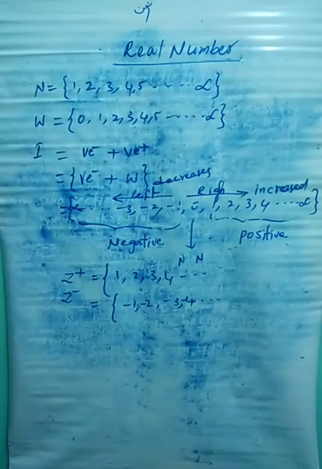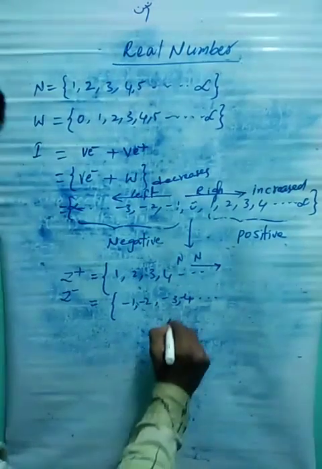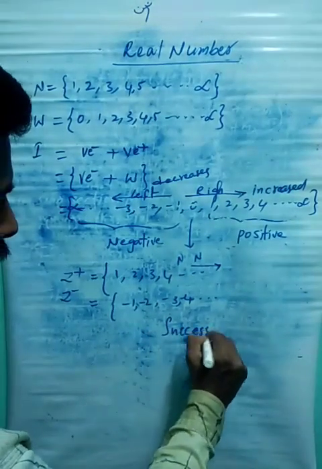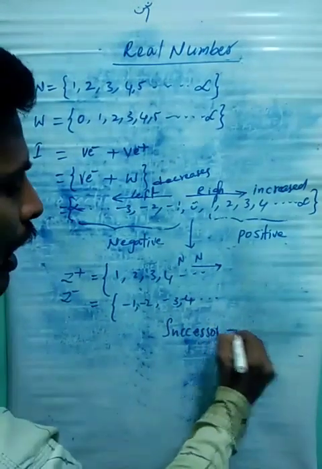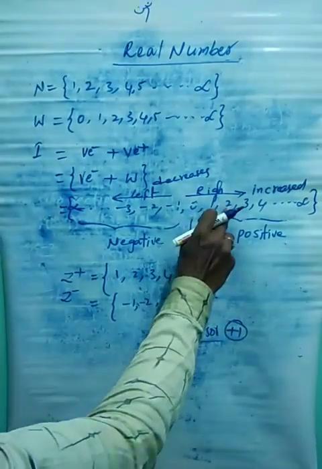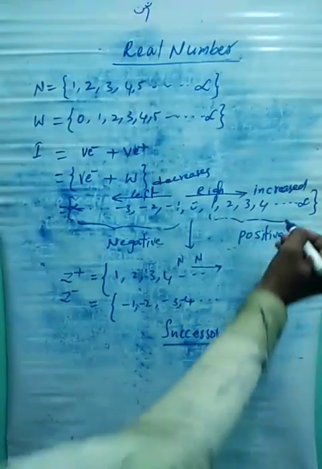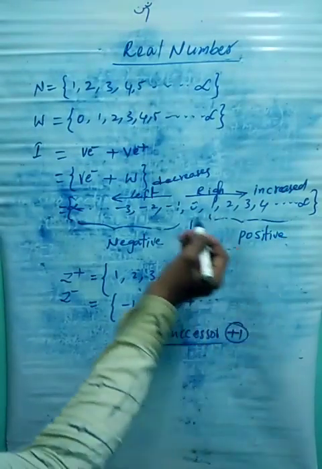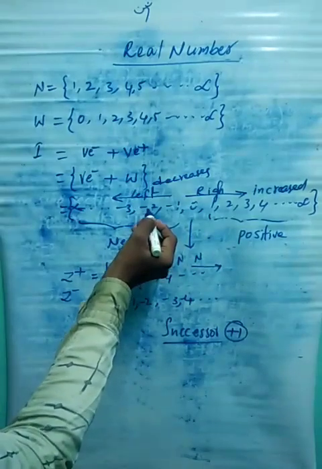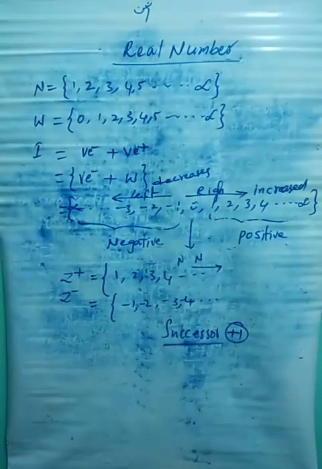Apart from this, every integer has a successor. What is a successor? Successor means adding 1 to the given number. Suppose the successor of 1 is 2, the successor of 2 is 3, the successor of 3 is 4, the successor of 4 is 5, and so on to infinity. The successor of minus 2 is minus 1. In the same way, the successor of minus 1 is 0.